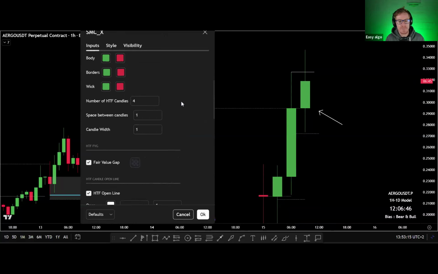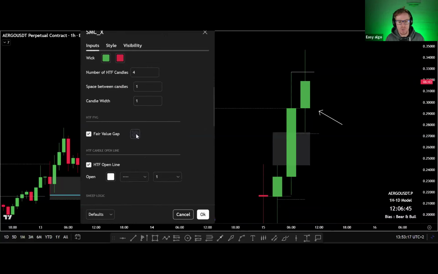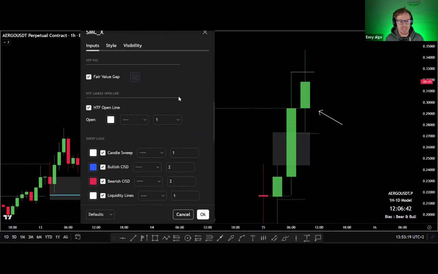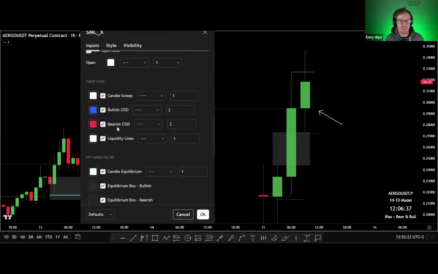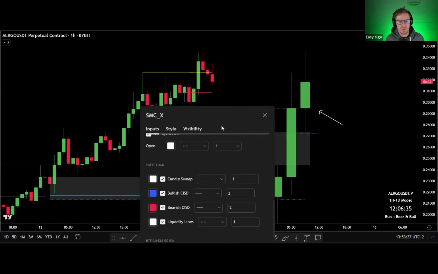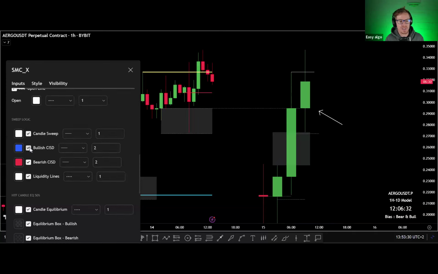You can see the fair value gap that's created. We can choose different colors, increase intensity. We've got the higher time frame open line, which we just went through, and then we've got all of these details, which are pretty straightforward. The sweep marks out the sweep on the higher time frame, the lower time frame, the bullish CISD, bearish CISD line, candle equilibrium.